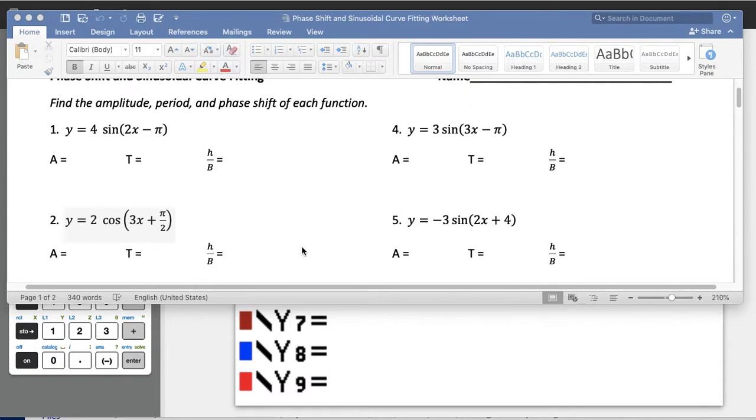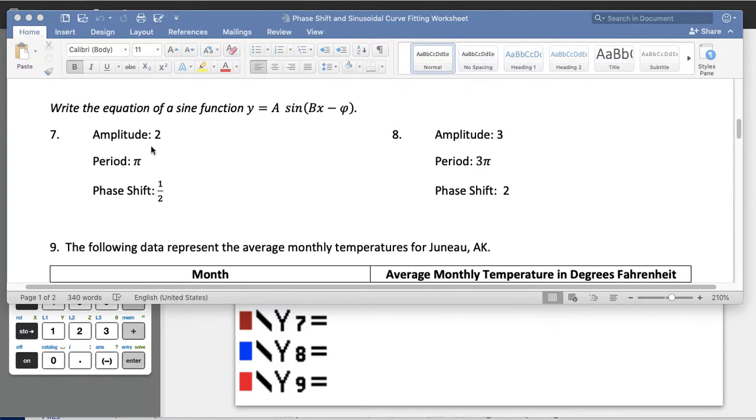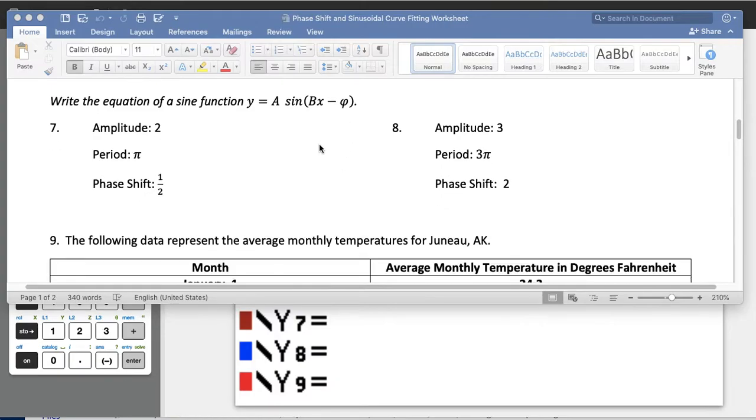Okay? So that's how you would do number 1, 2, 3, 4, 5, and 6. On 7, all we're going to do is write these equations in this format. Now notice I use phi instead of h. I don't know why, I should have used h. I did not, and I apologize. But the phi is basically h over b. So this phase shift will have to fill in as h right there.